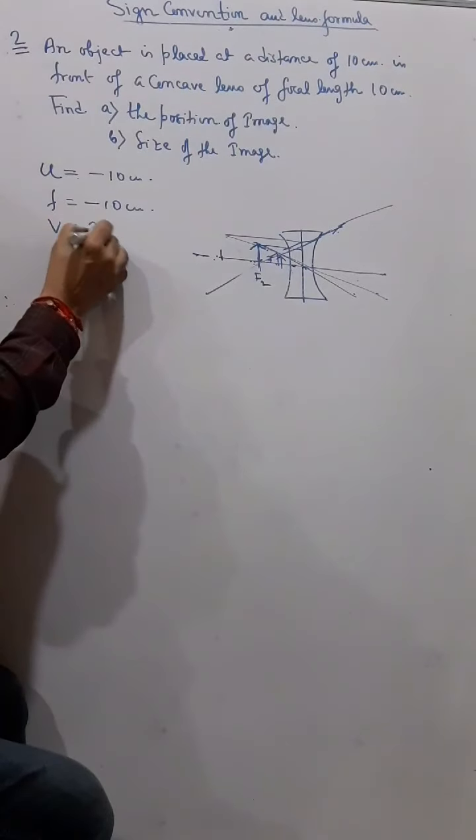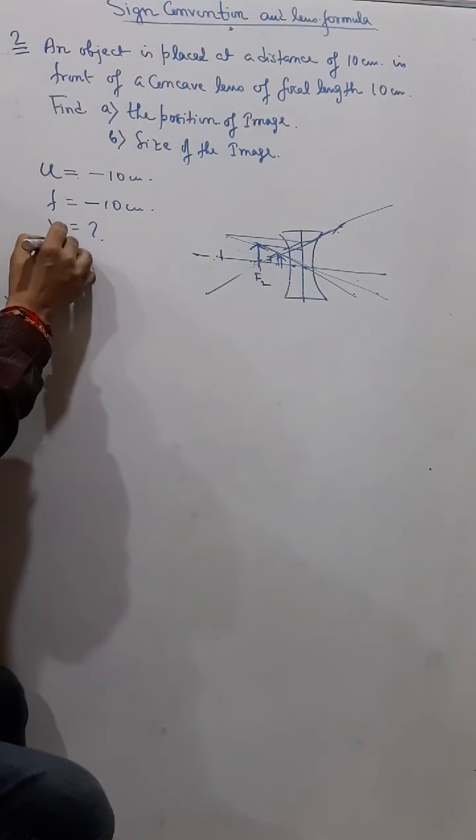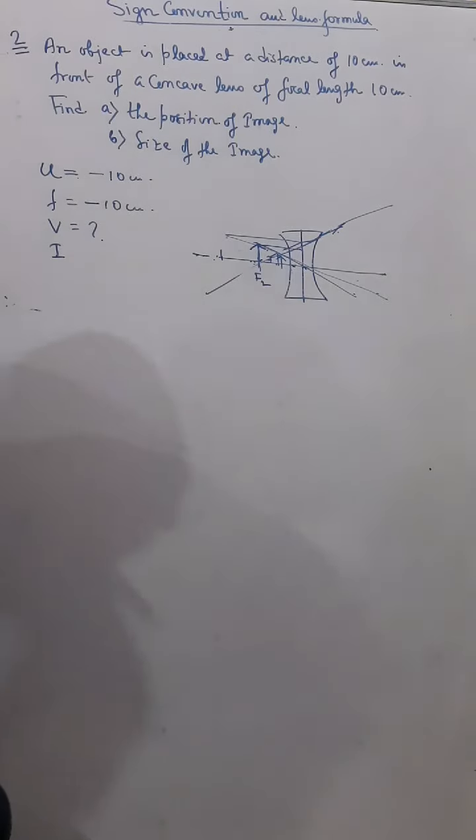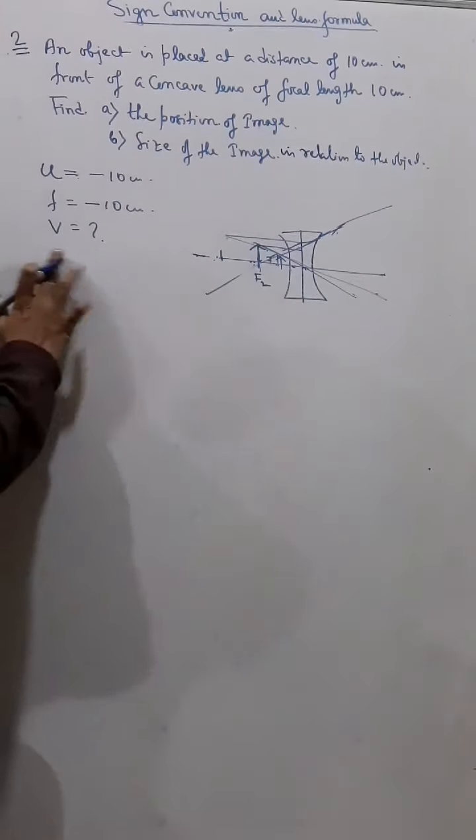And you have to find the position of the image. So that means you have to find V and the size of the image. Okay, the size of the image also you have to find. In fact they told the size of the image in relation to the object. Okay, so I'll tell you later, but first let us find V.